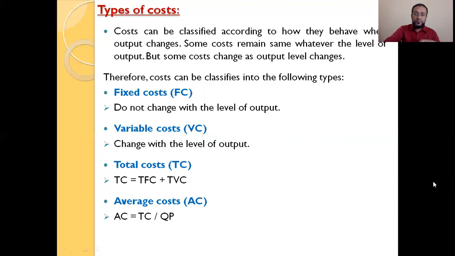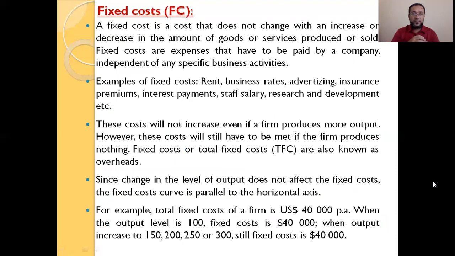All right. Now let me discuss fixed cost first. A fixed cost is a cost that does not change with an increase or decrease in the amount of goods and services supplied or produced by the business. Fixed costs are expenses that have to be paid by a company independent of any specific business activities. That means this type of cost does not depend on the production. Whatever the production level is, the business must meet these expenses.